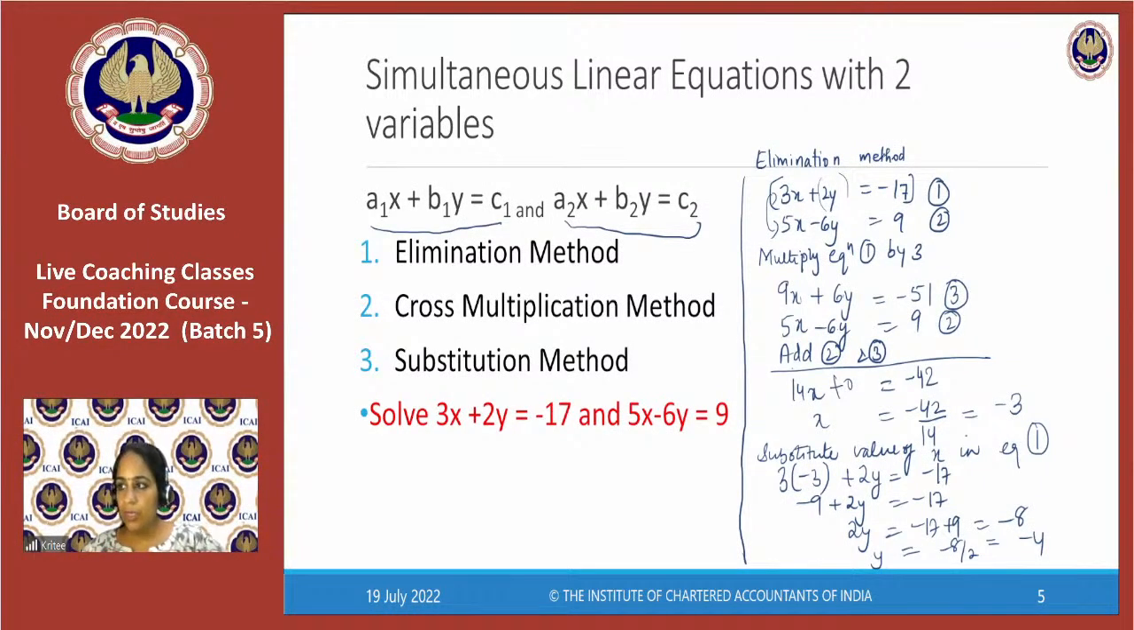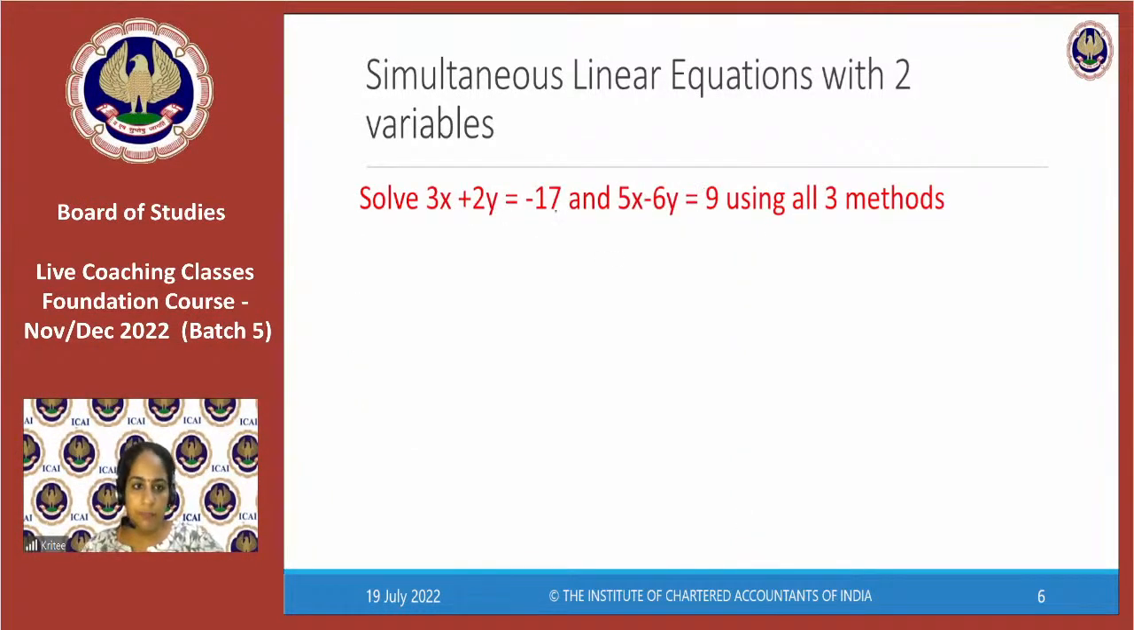Okay. Now, the second method is cross multiplication. Same question. So now we will be doing the second one with the cross multiplication. For the purpose of cross multiplication, we will rewrite these equations as 3x plus 2y. Bring everything on one side. This minus 17 becomes plus 17 equals 0. Then 5x minus 6y. Here it is plus 9. Here it becomes minus 9 equals 0.